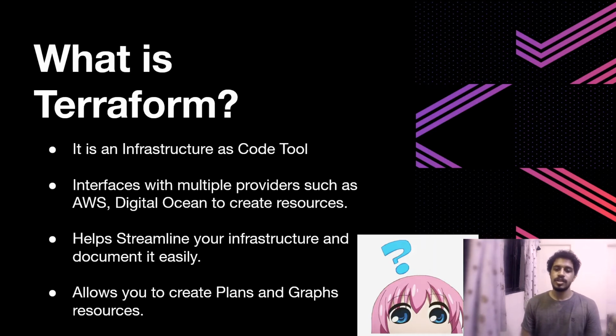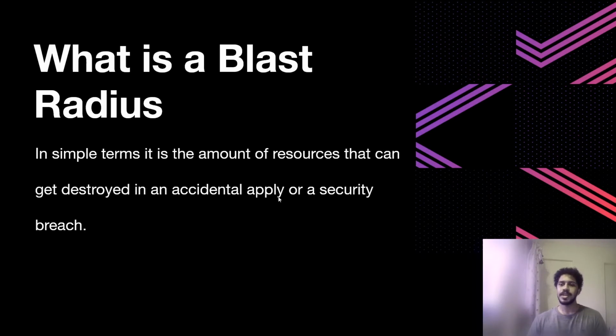It also allows you to create graphs. Terraform graph is something that you can use to get a graph of all the resources that are created. So you can get all the dependencies of what resource depends on what, something like that. So what exactly is a blast radius?